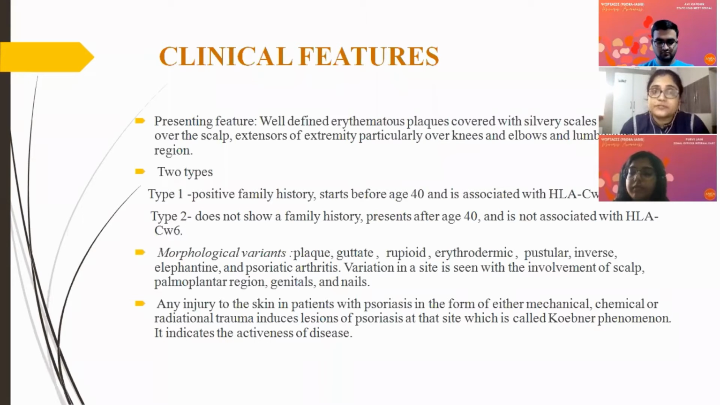There are two types. Type 1 has a positive family history. Usually, not always, there is a positive family history and it starts before the age of 40, and it is associated with the HLA-Cw6 antigen. Type 2 does not show a family history, presents after the age of 40, and is not associated with HLA.